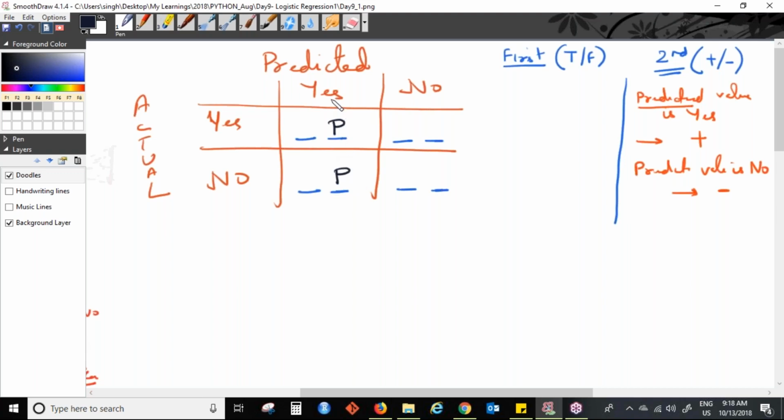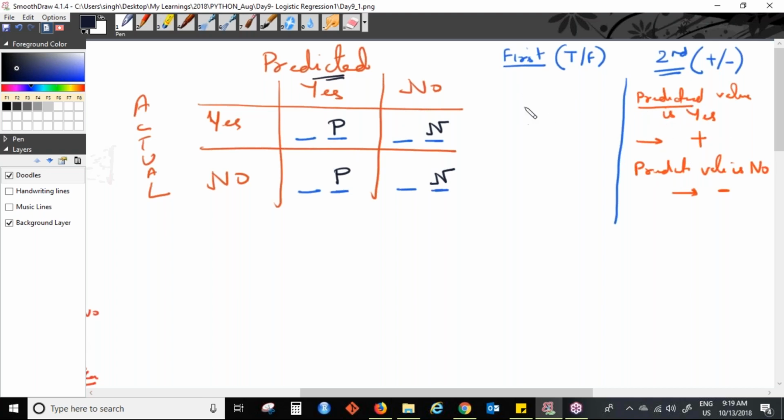Why negative, Hima? This is in the same column. Don't look at the actual value, look at the predicted value. So the column name you will look at, not the row name, because I have written predicted value. Similarly here it is no, so the second word will be negative, because for both of these the predicted value is negative. So this is how you get the second word. It is easy, you will have to remember this much.